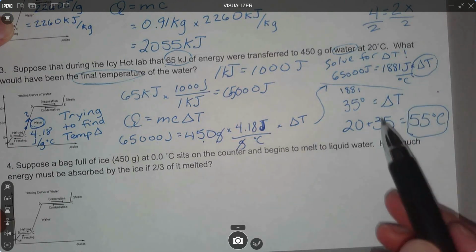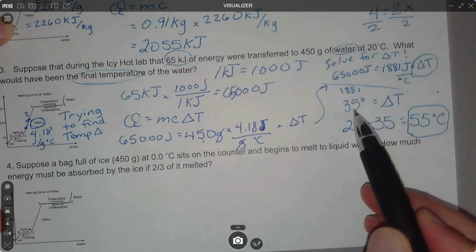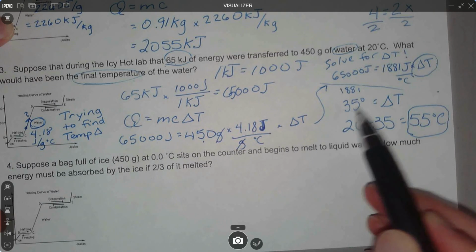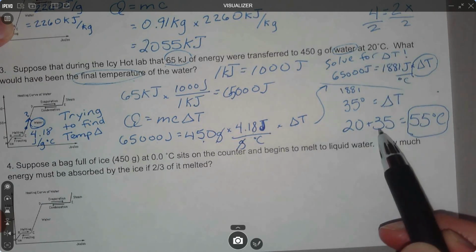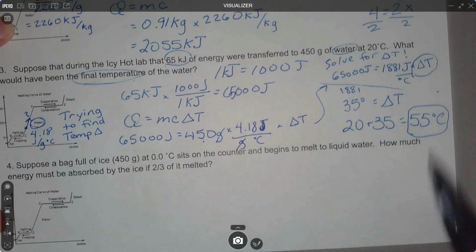So this means that delta T, the temperature changed by 35 degrees, but it started out as 20. So if it changed by 35 degrees, that means now it's 55 degrees. That's tricky, isn't it? Yeah, really tricky. That's pretty tricky.